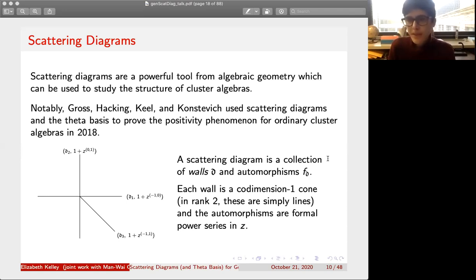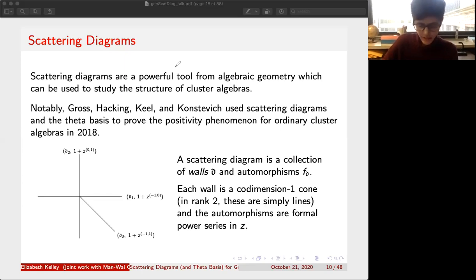And the automorphisms are going to be written as formal power series in a variable z. You should think that z is just sort of encoding the cluster variables. So for example, here where I have the function 1 plus z^(-1,0), that's really like, I could have instead written 1 plus 1 over x1, but it's easier and more consistent with the notation from algebraic geometry to write it the way that I've written it on the diagram.